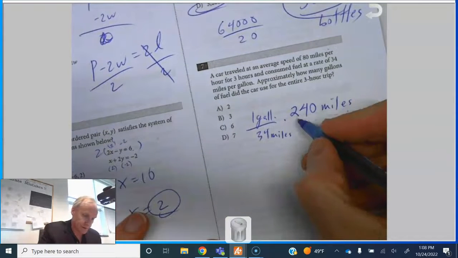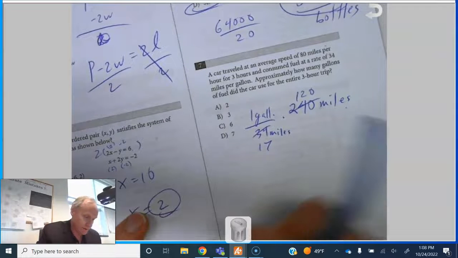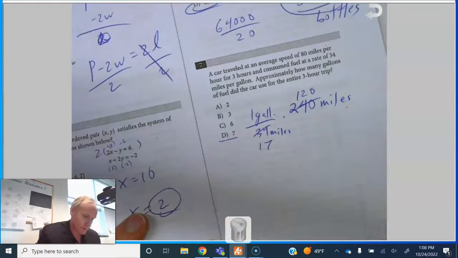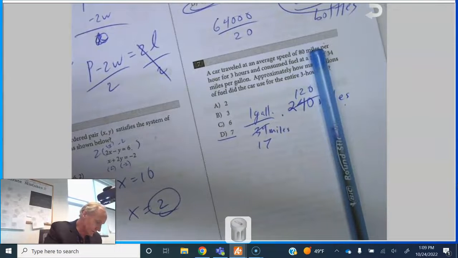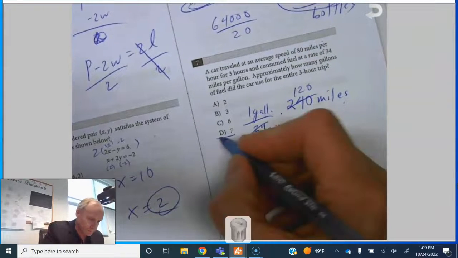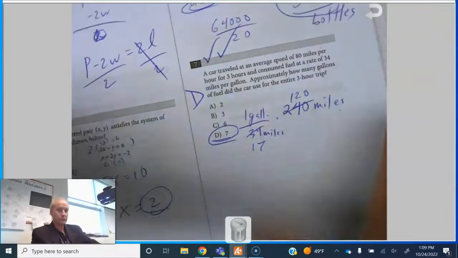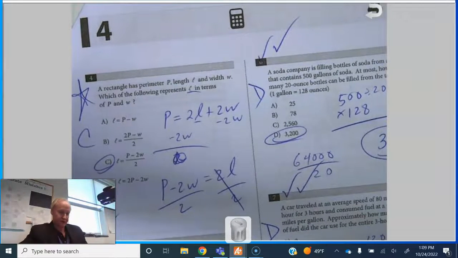I shouldn't do this with a calculator. This is 17. This is 120. 17 goes into 120. Looks like 7 times. This is almost perfect. But I'm just going to go ahead and do it with the calculator. 120 divided by 17 is 7.058. Double checked again. I'm classifying my answers to determine how sure I am of each question.